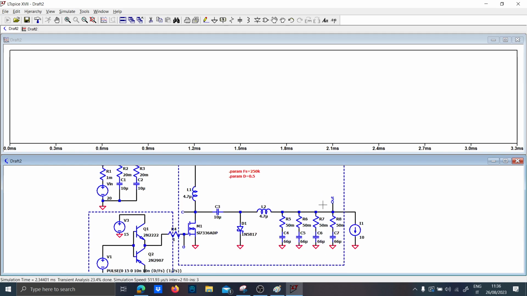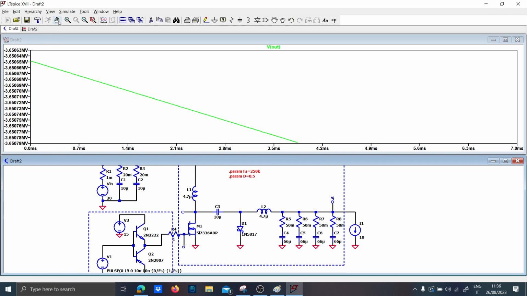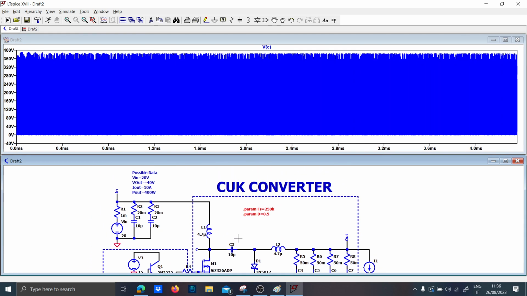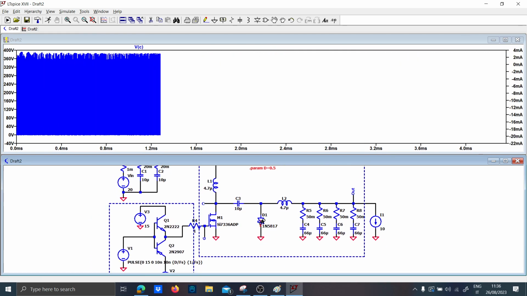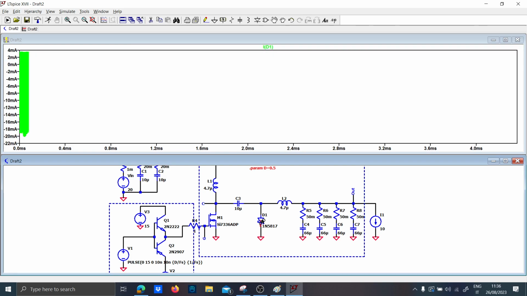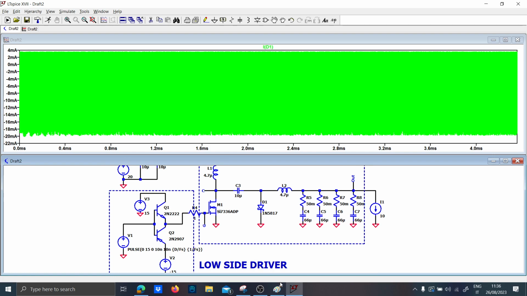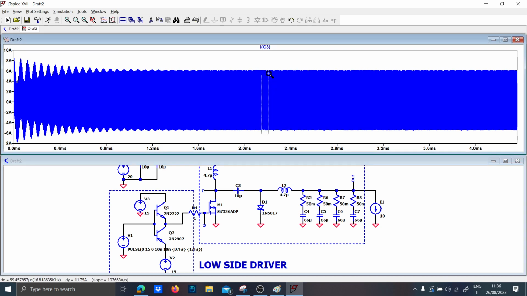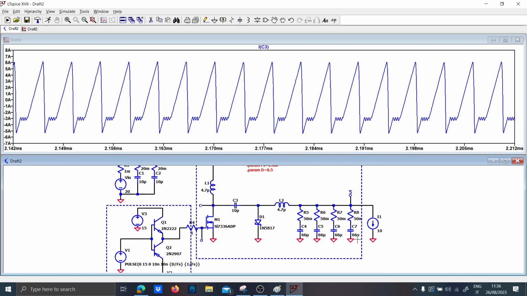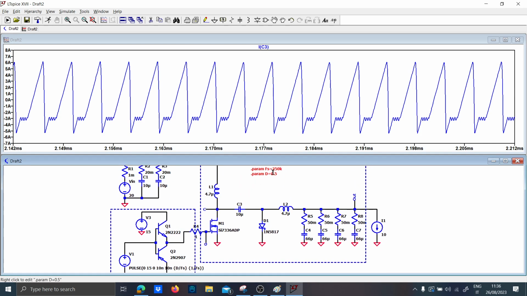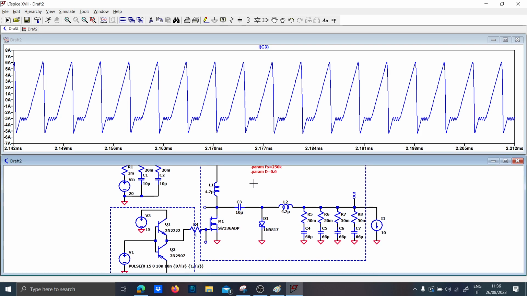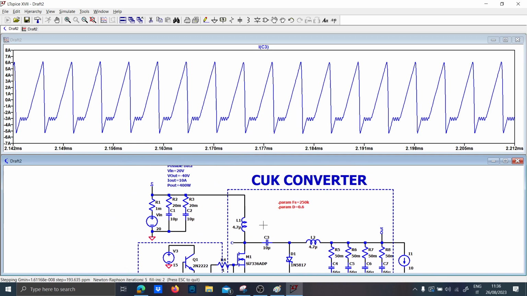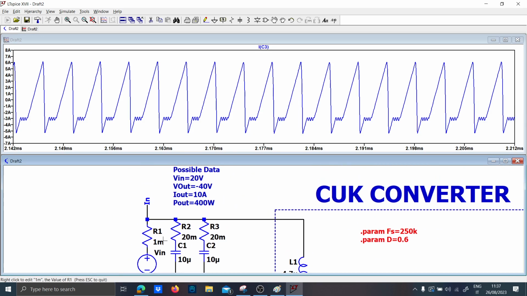Oh, I accidentally cut. Okay, so something is happening, it is not good. So this guy here is not conducting, basically. Okay, let me check again the parameters. Okay, here it is good.